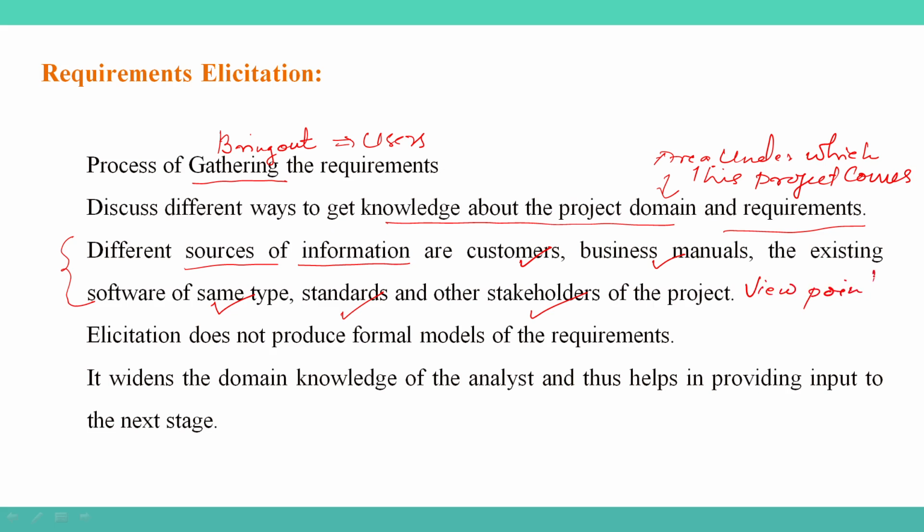Okay, now elicitation does not produce formal models of requirements. The result will not be a formal model, because we have to model the requirements. That is why we have a section called requirement modeling. So get the information in different forms. We have different methods to collect. The formal methods are there to collect information, but the requirements will not be in a model, so we have to make it into a model. These are the ways by which you can collect the information or requirements.